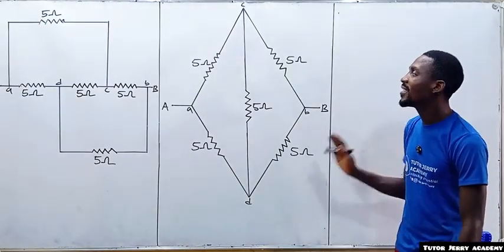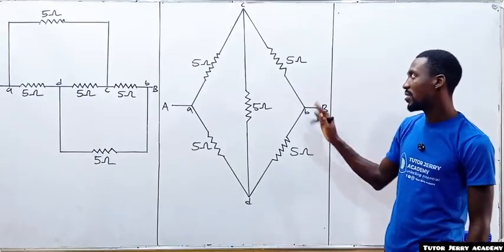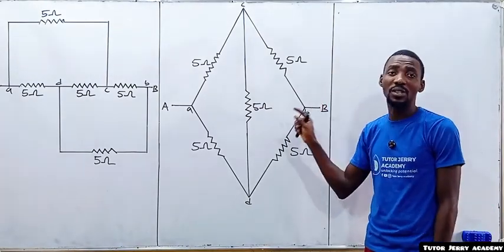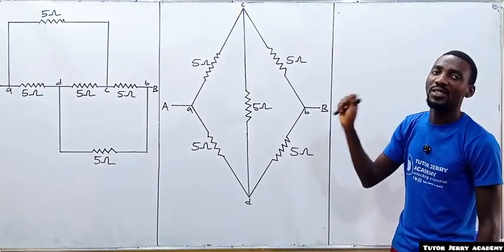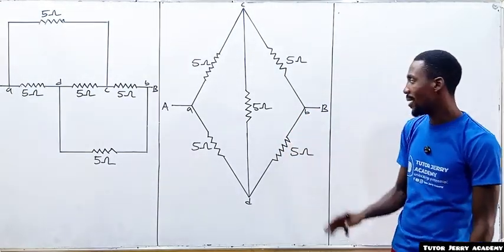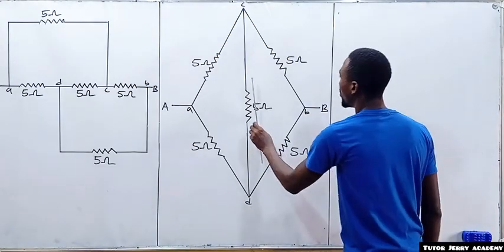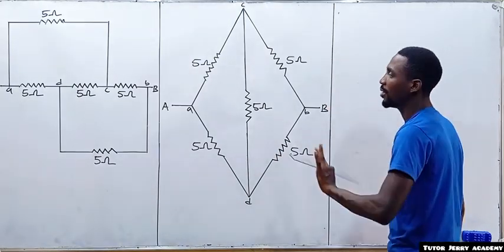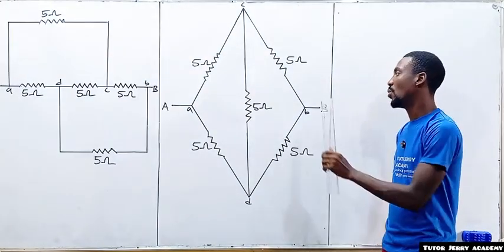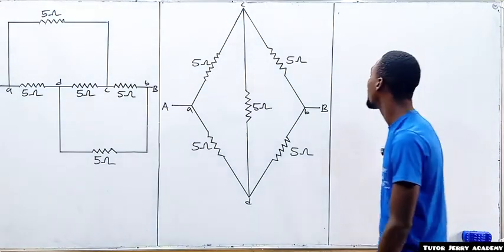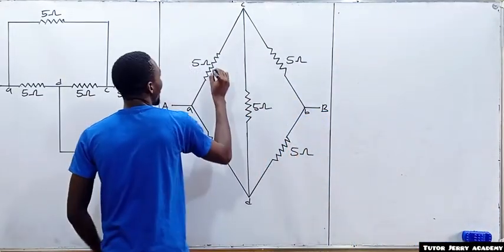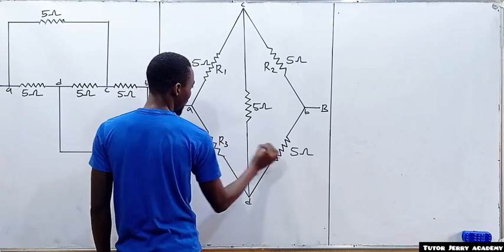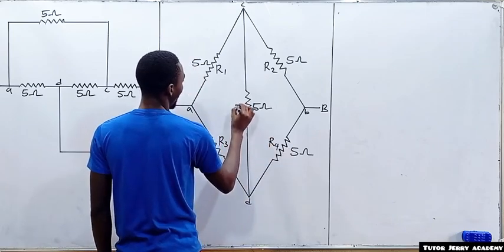So the next thing we are going to do is to check, because this is looking like a Wheatstone Bridge. So we are going to check if it is balanced or not. If it is balanced, it then means that we are going to remove these 5 ohms. And if it is not balanced, we are going to be using another method to solve this question. So let's check. Let's call this one R1, let's call this R2, R3, and R4, and R5.